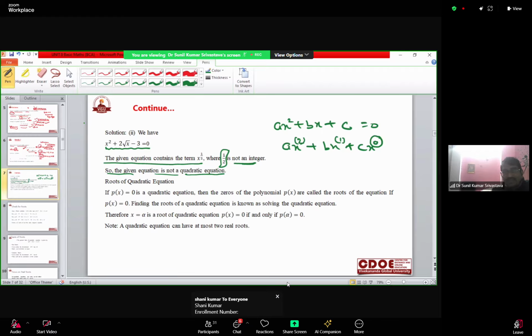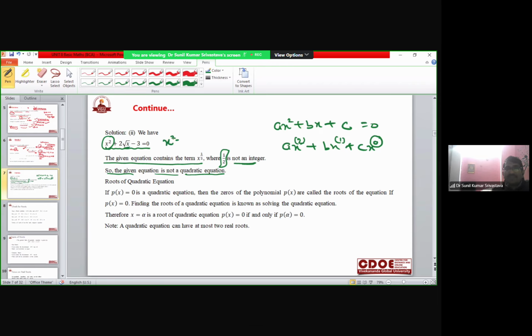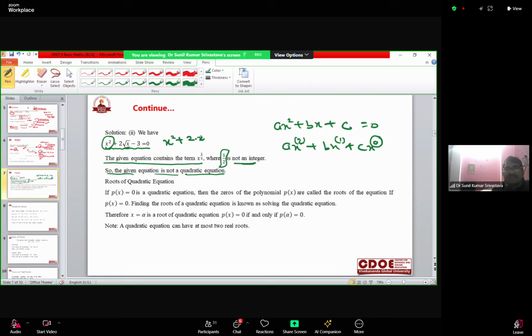Here in this expression, we have the coefficient of x square, but x raised to power of 1 by 2 is here. That is, x square plus 2 x raised to power of 1 by 2 minus 3 is equal to 0. So this term does not satisfy that condition. It is also written here, the above equation contains the term x raised to power of 1 by 2, where 1 by 2 is not an integer. So the given equation is not a quadratic equation.